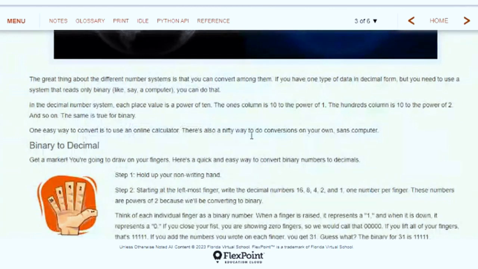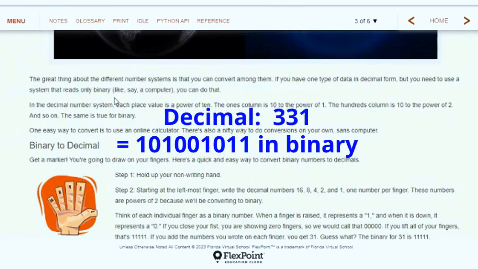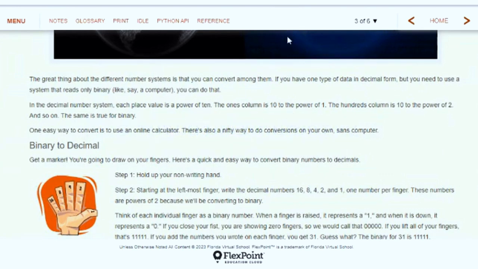So the great thing is we can convert from one number to another. If you got it in decimal form and you need to use it in binary, you can do that. Right? We got the 0 place, the 1 place, the 2 place, the 4 place, the 8 place. We can put them in wherever we need to. So in decimals, we know everything is a power of 10. 1 is 10 to the 0 power, 10 is 10 to the first power, 100 is 10 to the second power, 1000 is 10 to the third power. It continues on.